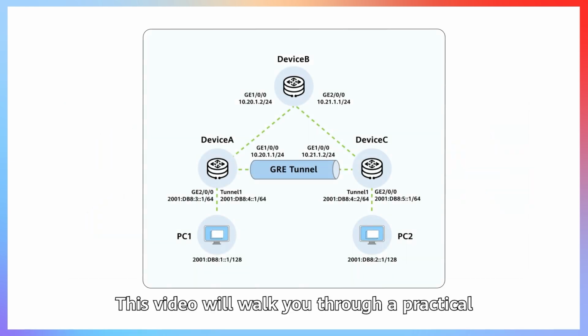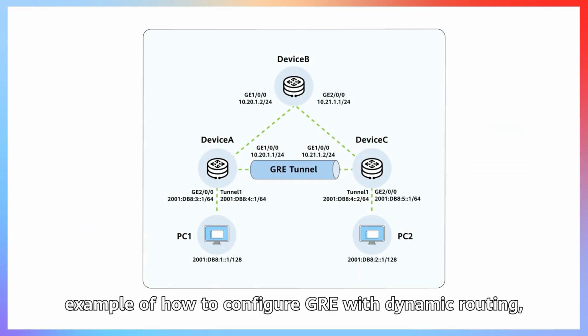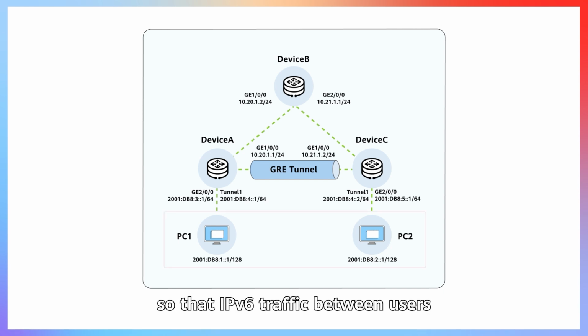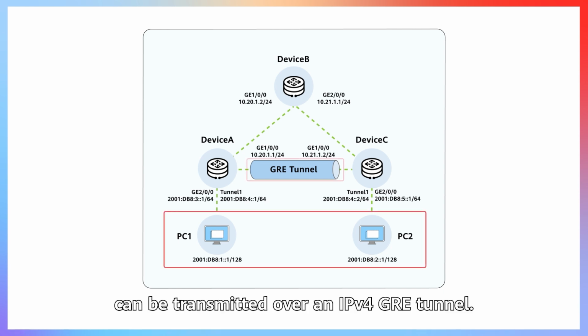This video will walk you through a practical example of how to configure GRE with dynamic routing, so that IPv6 traffic between users can be transmitted over an IPv4 GRE tunnel.